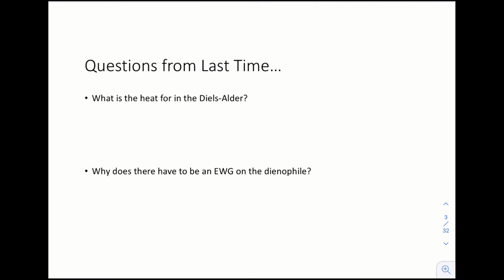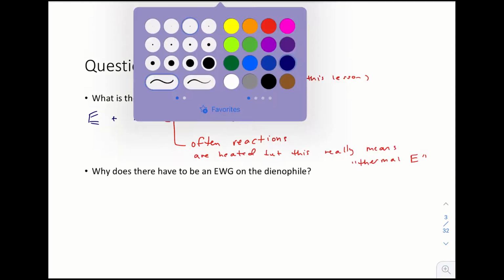Although we were not together face-to-face for the last lesson, often I get some common questions from the Diels-Alder lesson. One of those is, what is the heat for? Oftentimes these reactions are heated, but I mentioned a few times in that lesson, this delta here, this heat really means thermal energy. Thermal energy exists at all temperatures above absolute zero, so it doesn't mean literally hot in the sense of something that will be hot to you, though often these reactions are heated. So we will discuss more about what this means today.